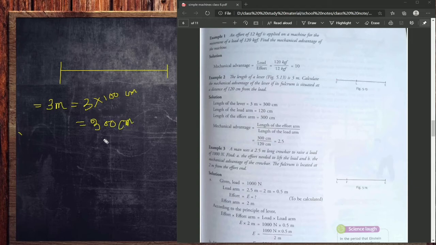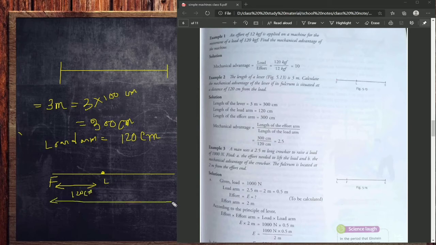Now the length of the load arm is given as 120 centimeter. So what should be the effort arm? We know that if we start from the fulcrum, the load arm from the fulcrum to here will be 120 centimeter. Then from the fulcrum to the other end, that is the effort position, it is nothing but the total length, which is 300 centimeters. So the arrangement is given like this, and we now have the total idea about the load arm and effort arm.